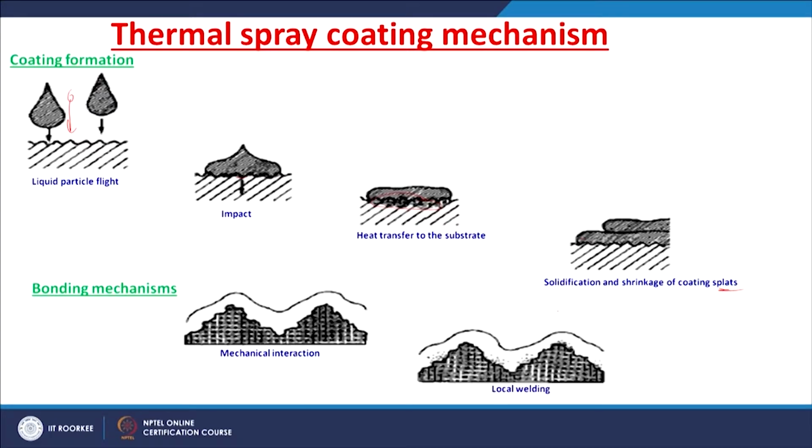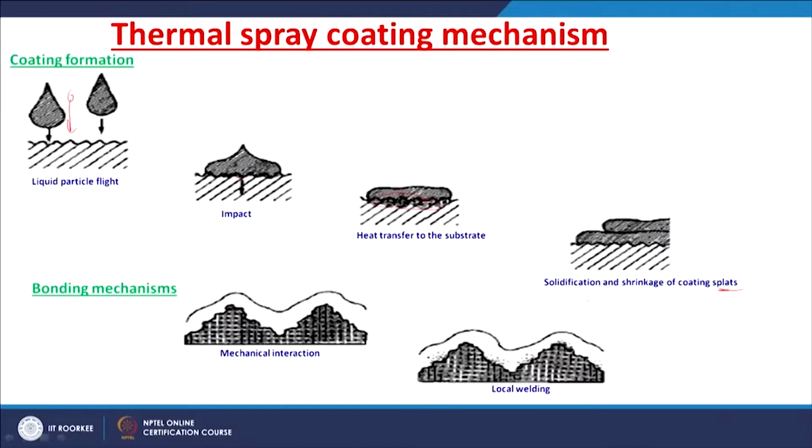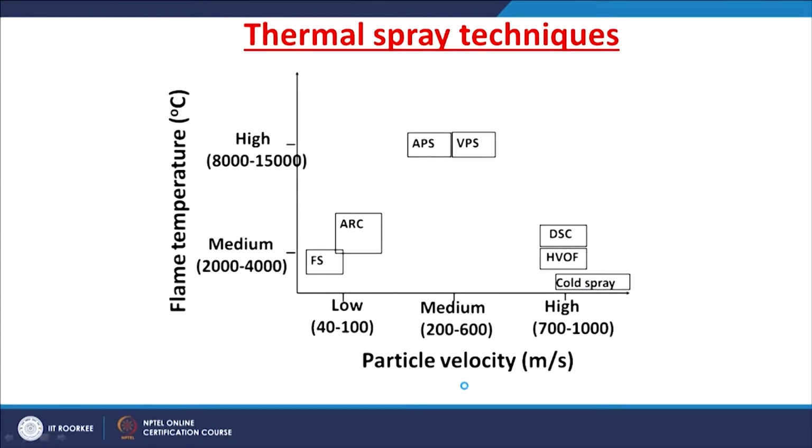So, the bonding mechanism, if you see, the bonding is because of the mechanical interaction or the local welding happening within these splats. It is basically the impinging of the particles, which are in molten or semi molten state. Once they are impinging, they are interlocking with each other and then form a coat. They are strong enough because of their mechanical interaction and then local welding. So, they are bonded very strong.